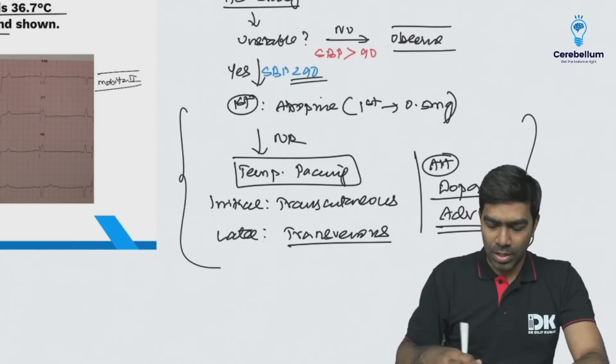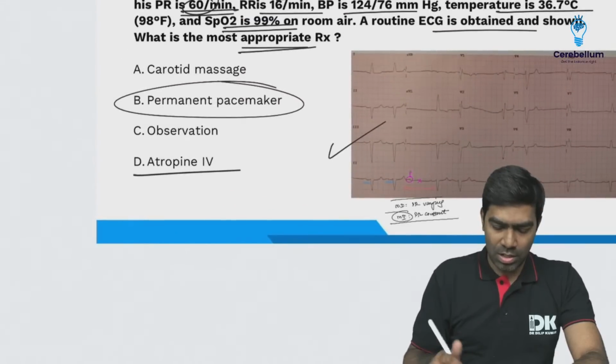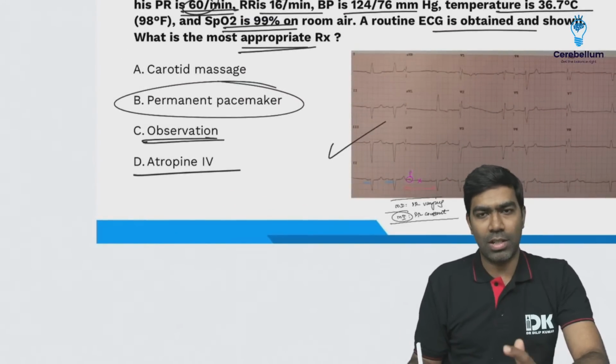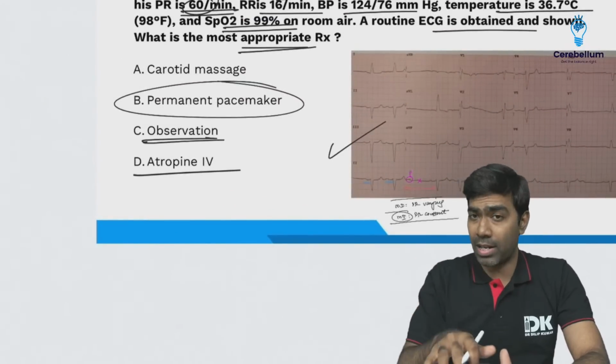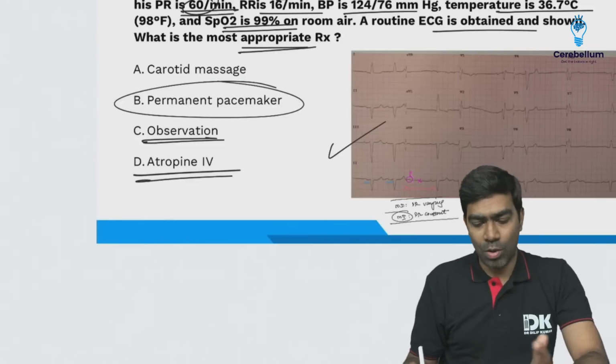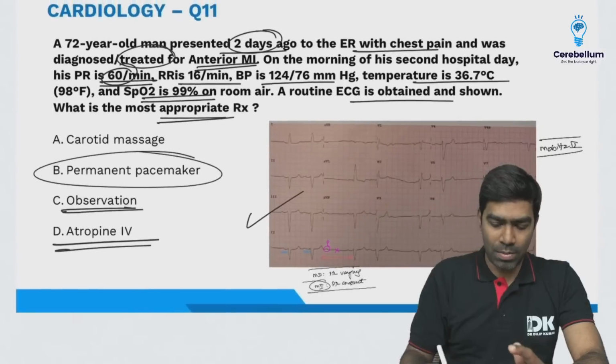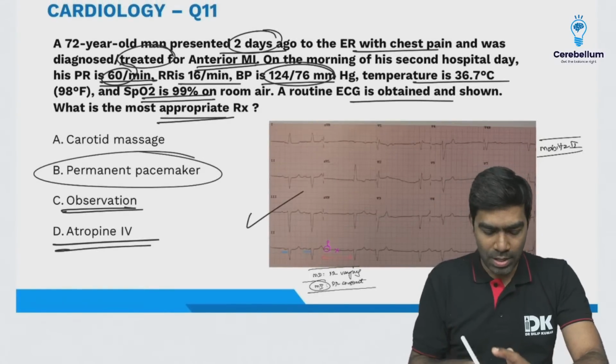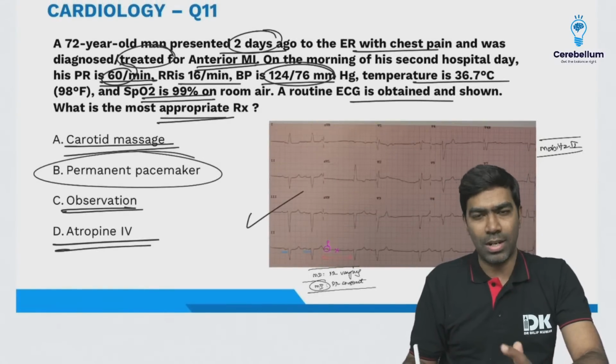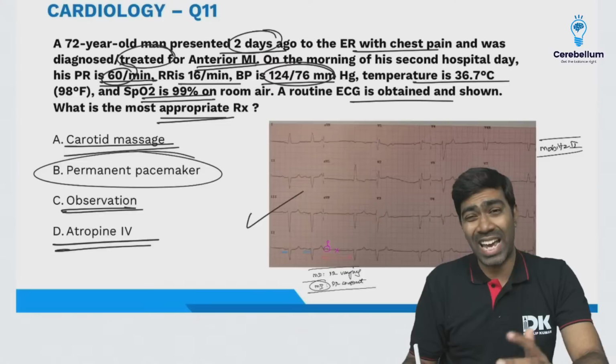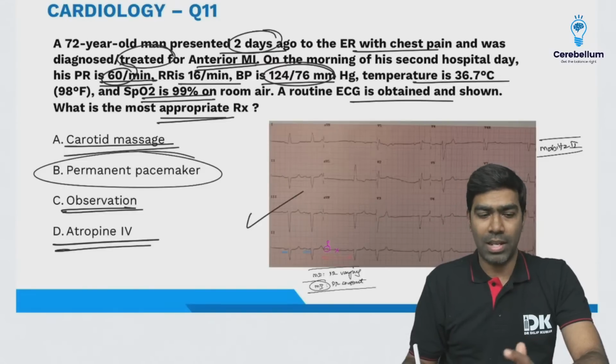So remember, observation could be the case if the patient is completely asymptomatic and having an acute bradyarrhythmia. Atropine should be given only if the patient is unstable and having an acute bradyarrhythmia. If the patient is absolutely stable, no problem. Carotid massage we don't do generally. Carotid massage is indicated for a tachyarrhythmia, not a bradyarrhythmia.